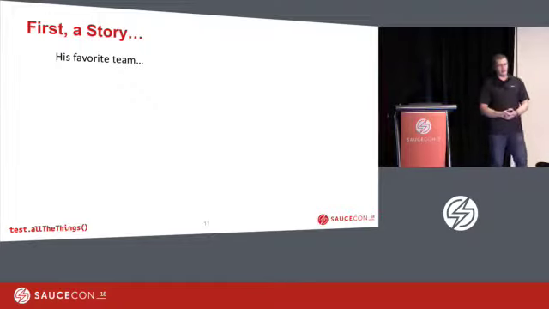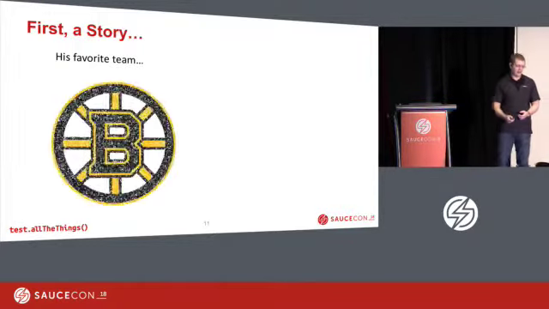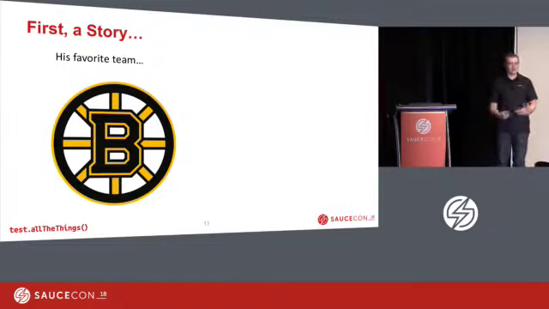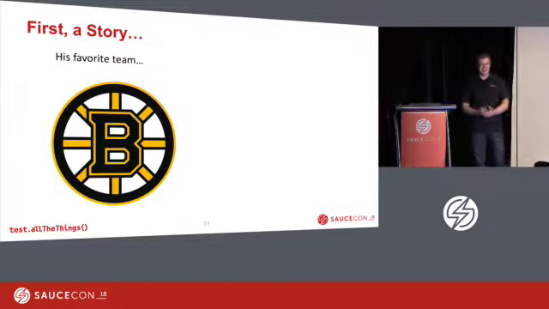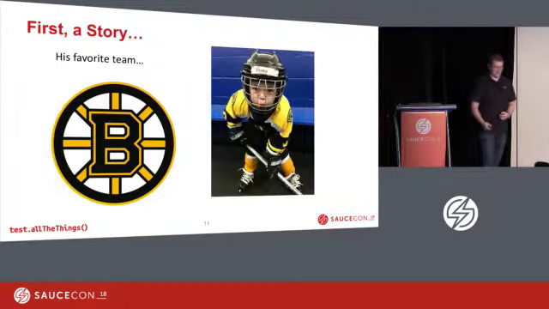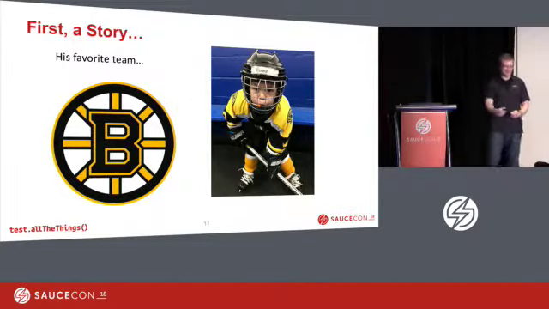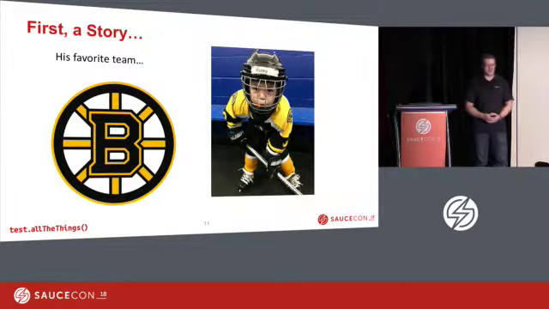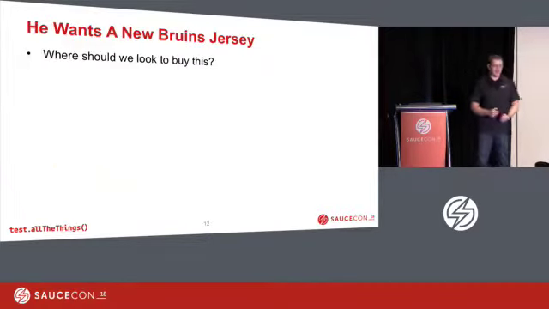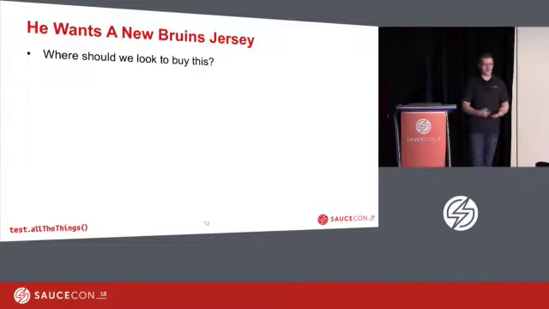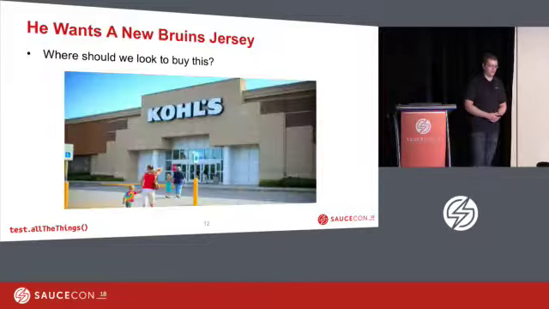And like any good hockey player, he's got a favorite team, and it happens to be the Boston Bruins. Being in Connecticut, all right. He insists he's going to be a Boston Bruins player when he grows up, and I'm all for that. Like any good kid, though, he outgrows clothes and wants a new jersey. He says, Mom, Dad, I need a new jersey, I need some new gear.